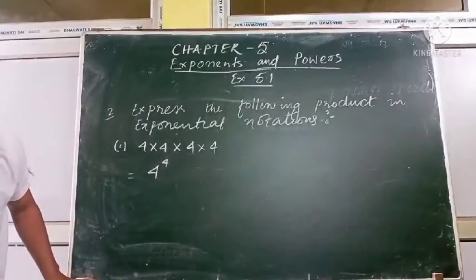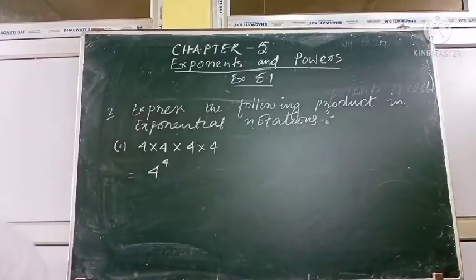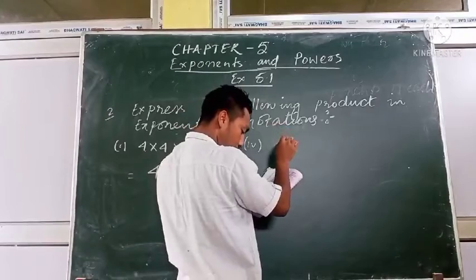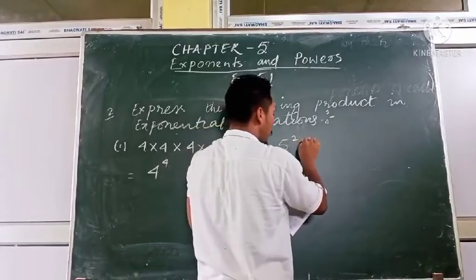Now when you talk about the next, question number 5. Or not, question number 4. So question number 4, here you see 5 to the power 2.